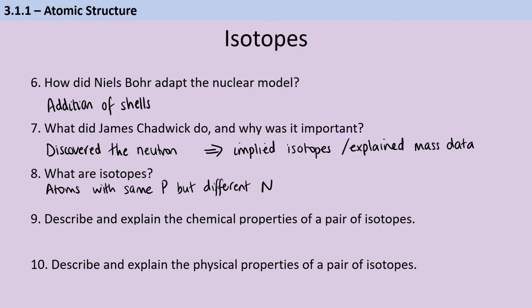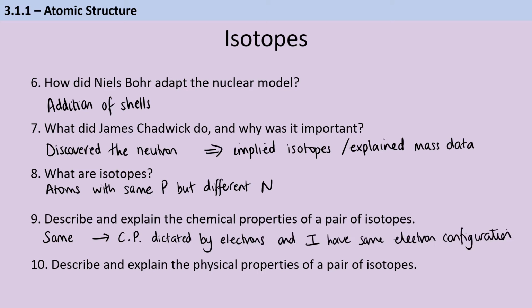If you have a pair of isotopes, then they will have the same chemical properties, and the reason for that is that the chemical properties are dictated by the electrons. And as we've established, isotopes have the same number of protons, and therefore in their atomic form they'll have the same number of electrons, so they have the same electron configuration. In other words, their electrons are in the same places, and since that's what controls the chemical properties, those will be the same.